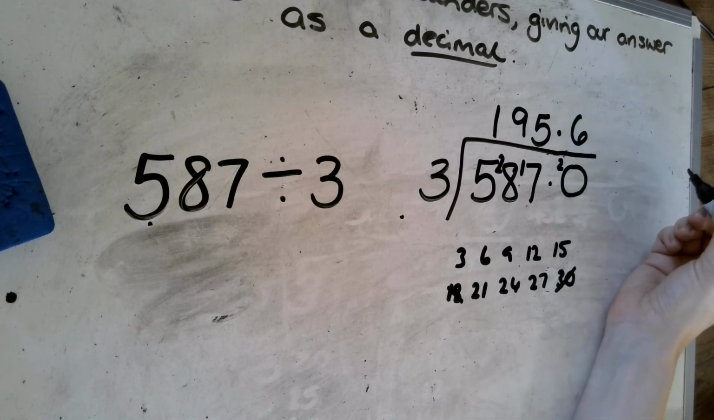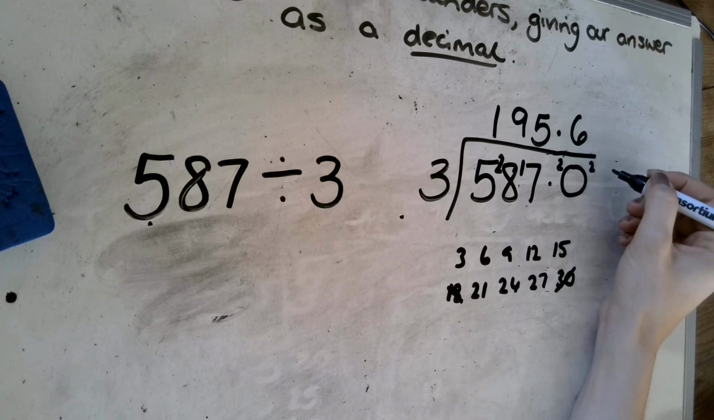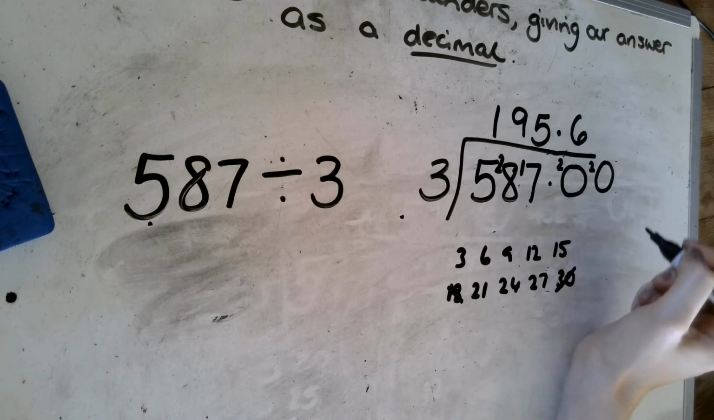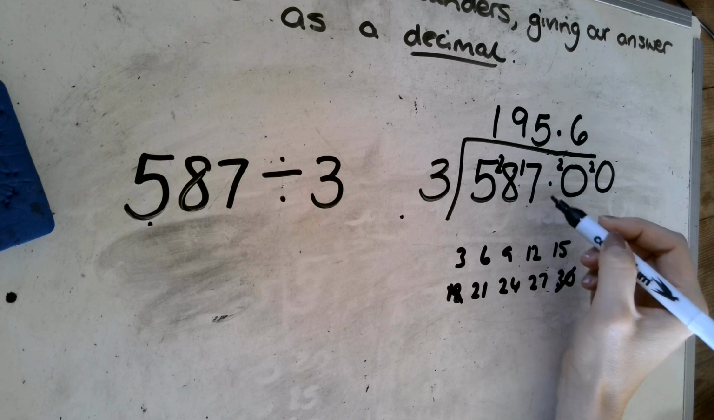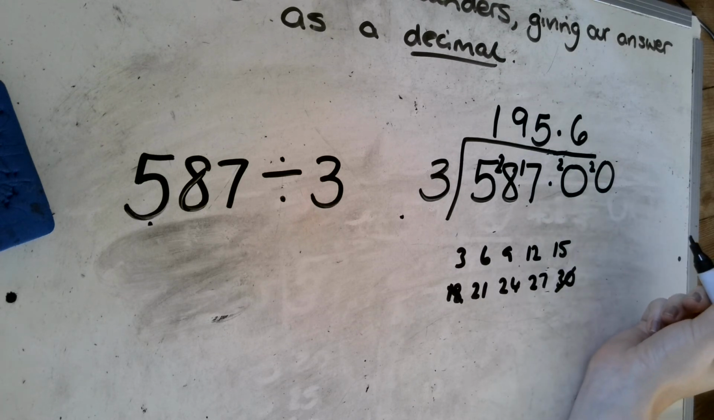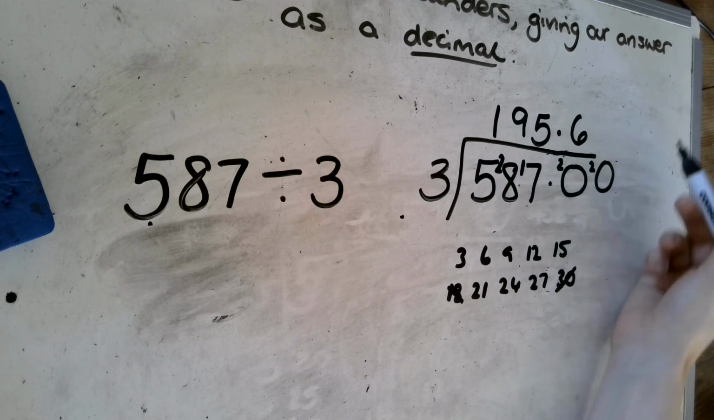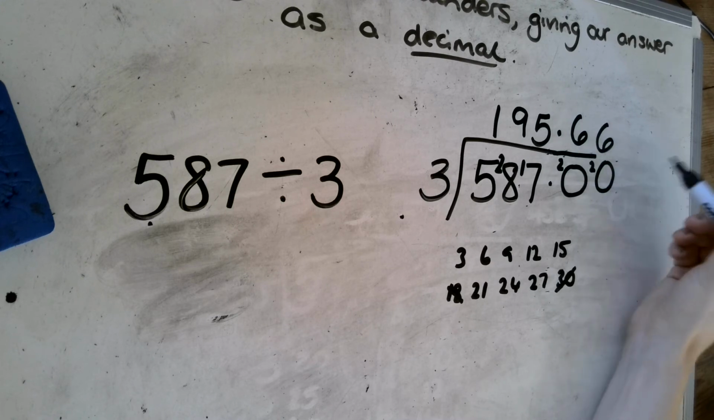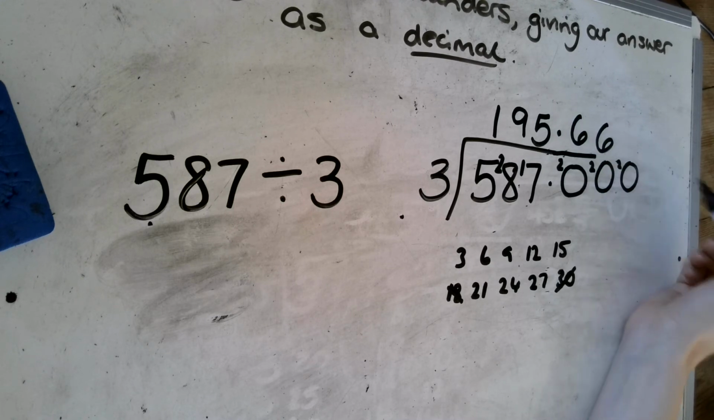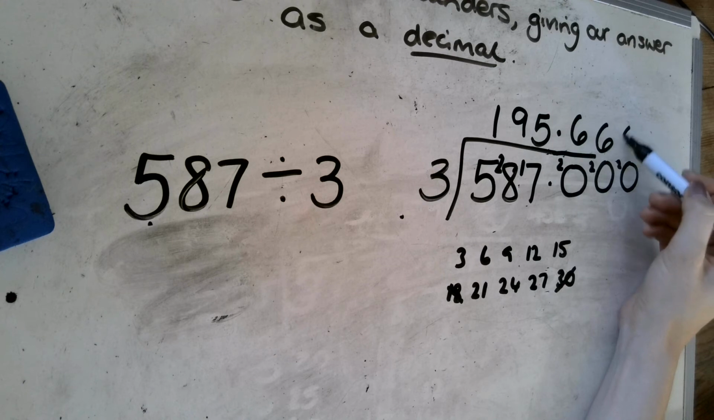Still got a remainder of 2. So I'm going to add another 0. 587 is the same as 587.00. Oh, I've got a 2 again. So it's going to be a remainder of 6. Remainder 2. Add another 0. It's going to be 6 again.